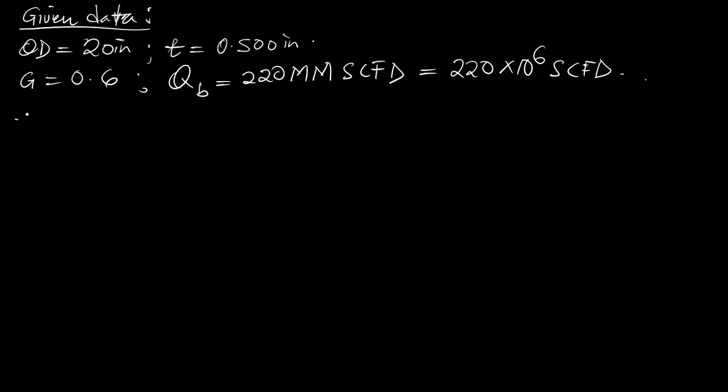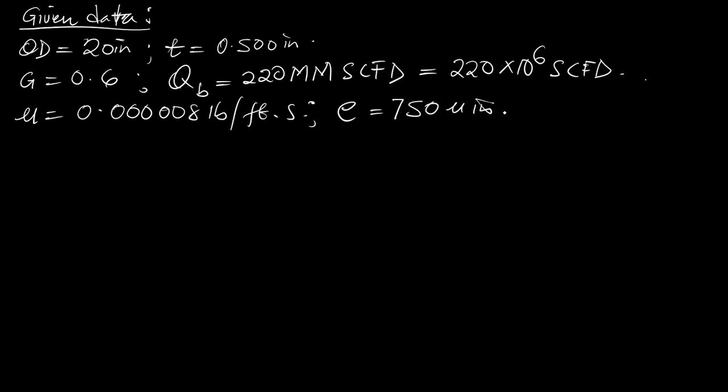Then also, the viscosity of the gas is 0.000008 pounds per feet second, and the pipe roughness is given as 750 micro inch. Now we are given the base pressure to be 14.7 psi, and the base temperature to be 60 degrees Fahrenheit.